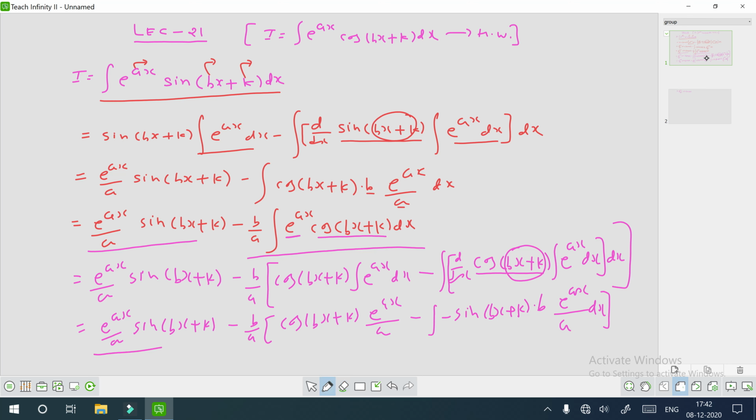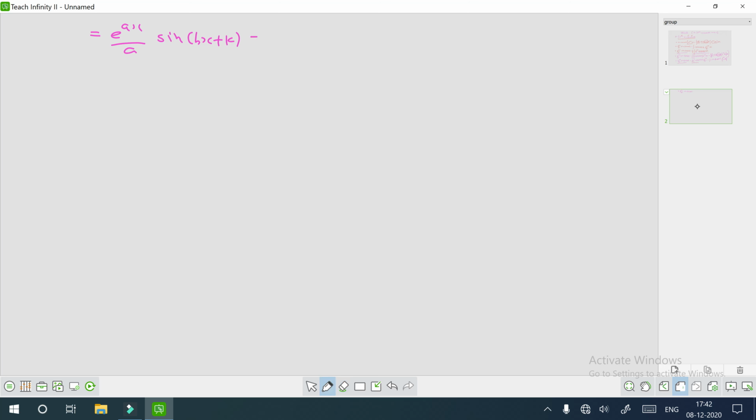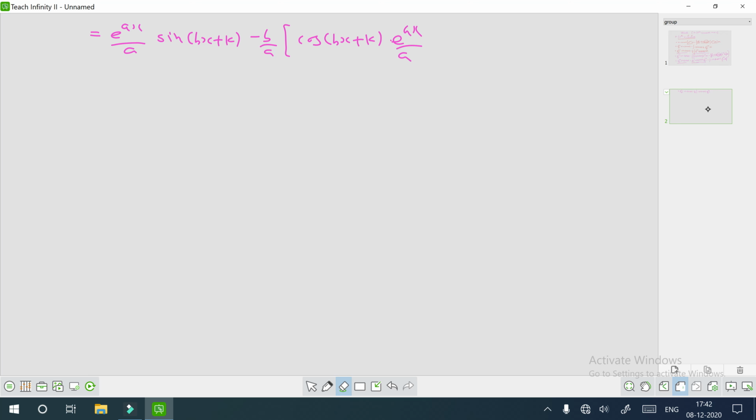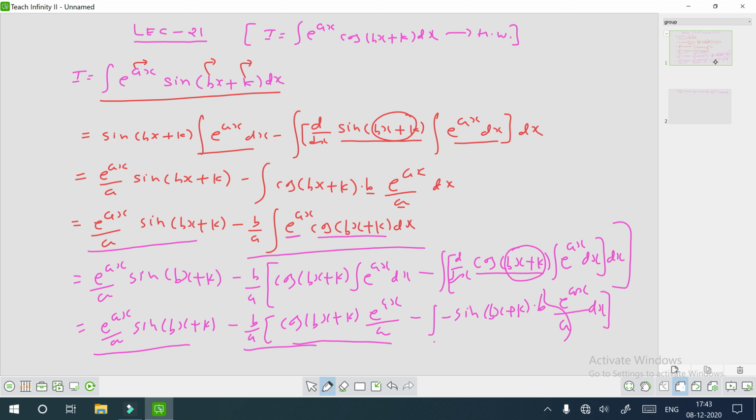Now let us see on the second page. That is equal to e raised to ax over a sine bx plus k. This part clear? Minus b by a cos bx plus k into e raised to ax by a. See that? Minus minus comes out plus b by a common, e raised to ax sine bx plus k into dx, whole bracket complete. You can see that b by a is taken common, and this minus and this minus comes out plus.